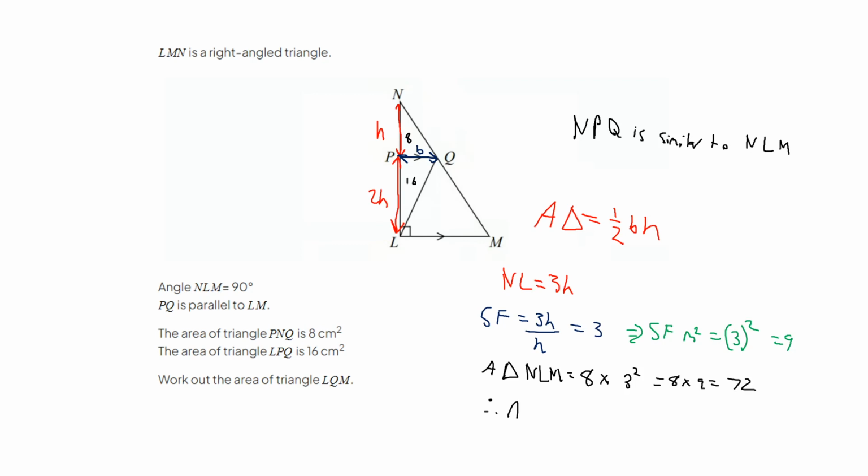Therefore, the area of triangle QLM, or LQM, is equal to 72 minus 8 minus 16, which is just equal to 48 centimeters squared. And that is our final answer.